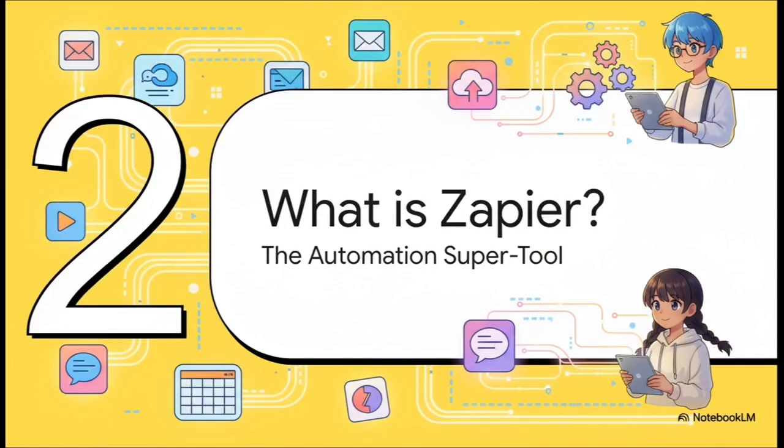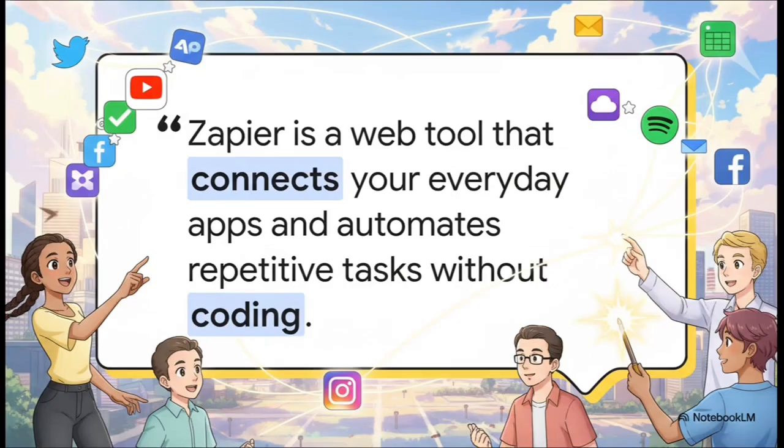So what is it? I want you to think of it like digital glue. It's this amazing tool that connects all your different apps and lets them talk to each other so they can take over all those boring tasks for you. This definition right here really nails the two most important things you need to know about Zapier.